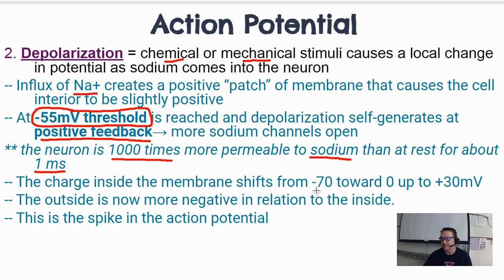And remember that the membrane is going to shift from the resting membrane potential of negative 70. If it reaches the threshold of negative 55 millivolts, voltage gated sodium channels open, and that's going to shoot it past zero and all the way up to positive 30 millivolts. And now the outside is going to be more negative, and the inside is going to be more positive, because the inside had a bunch of potassium already, but now a bunch of sodium came in. So now it's got a bunch of potassium and sodium. And that's what causes it to shoot all the way up to positive 30 millivolts. And it's that spike right there that's called the action potential.